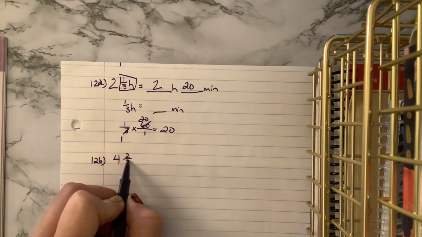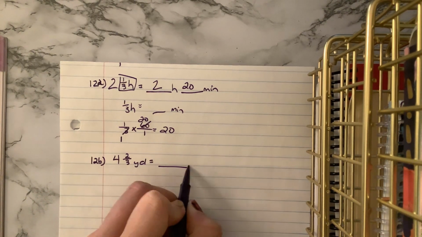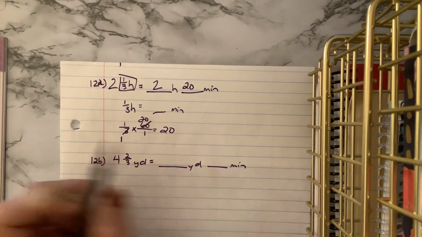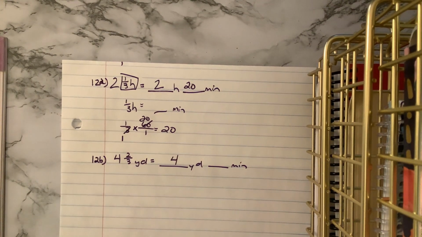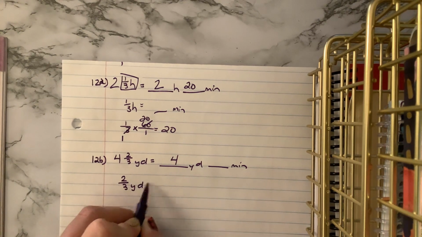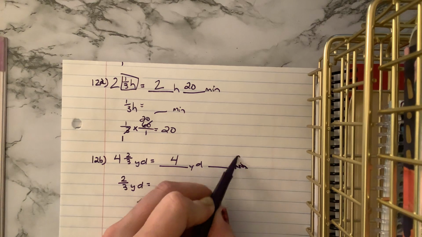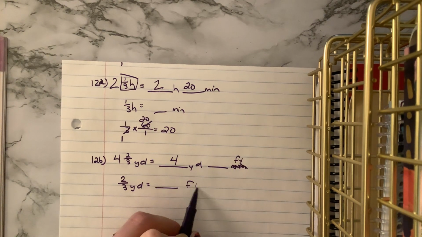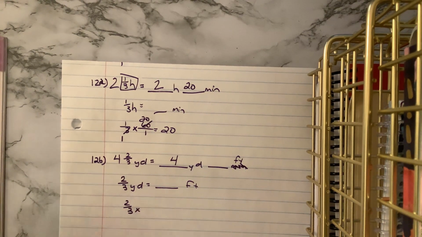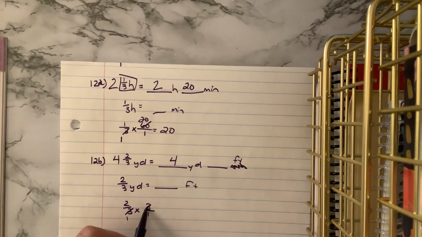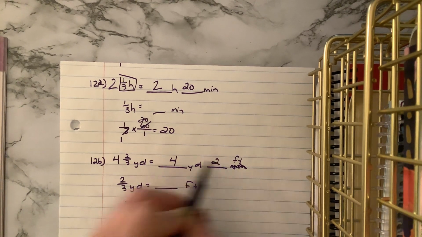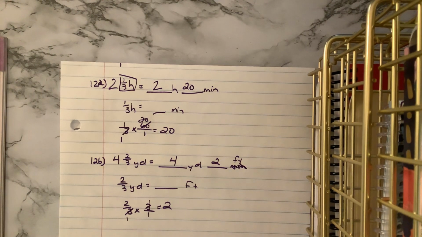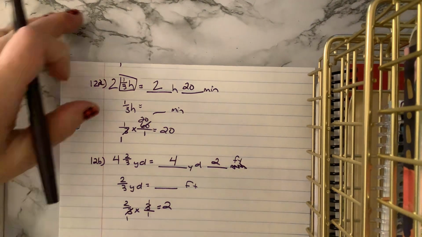4 2/3 yards equals how many yards, how many feet? Remember, our whole number just moves right on over. Okay, we don't have to do anything with that. So now we say 2/3 of a yard equals how many feet? I said minutes, that's pretty silly. So we're going to multiply by our conversion factor, which with yards to feet is 3. We simplify in advance and get 2. So our correct answer is 4 yards, 2 feet.